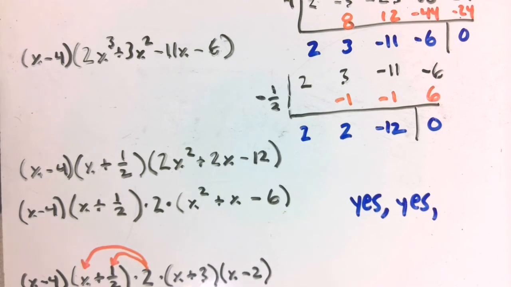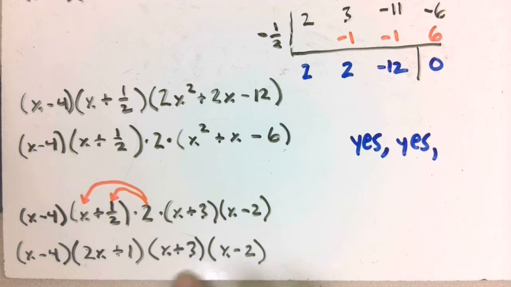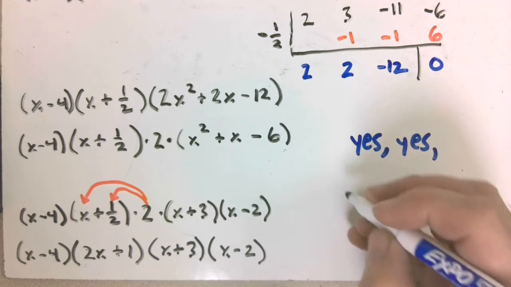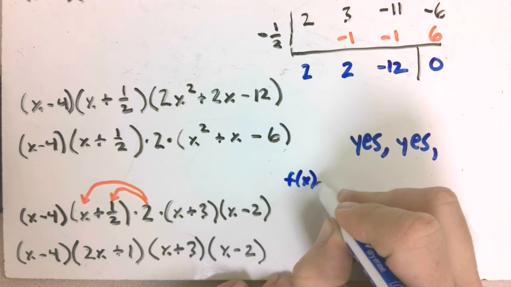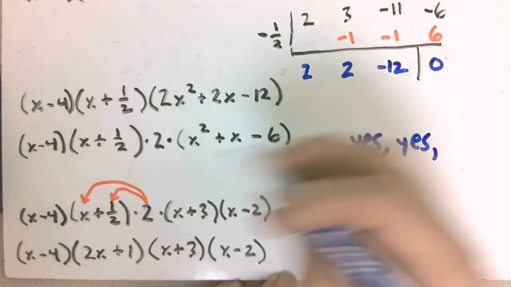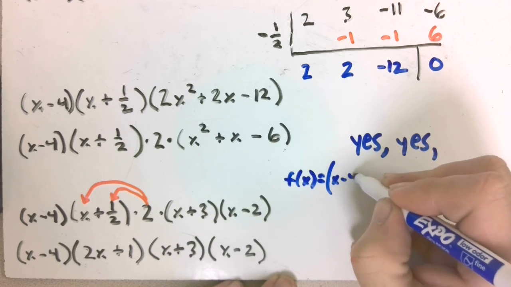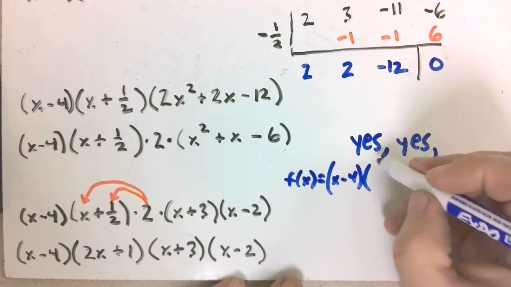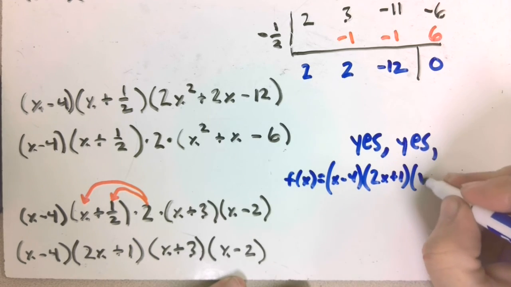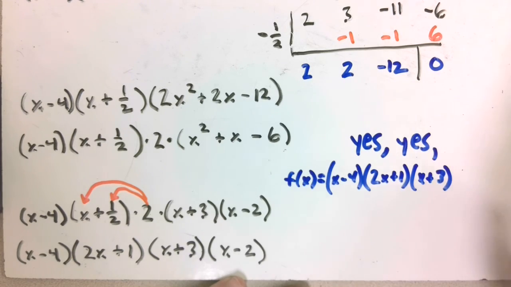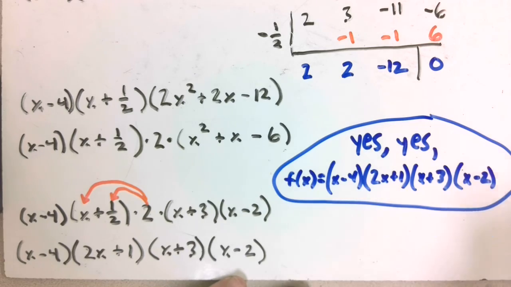And then for our final answer, we do want to put down here what our final factored form is. So f of x equals an x minus 4, a 2x plus 1, an x plus 3, and an x minus 2. So when you check your work on a problem like that, we have yes and yes because the two factors they listed did work, and then our final factored form.